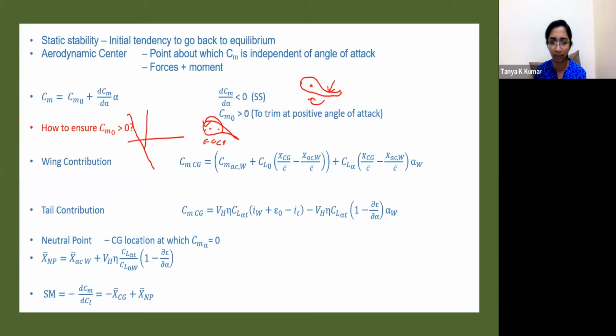They're the same formula that we discussed last time. The first component is the y-intercept Cm naught. The second component is the slope, similarly for tail.